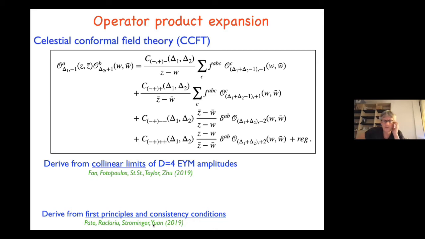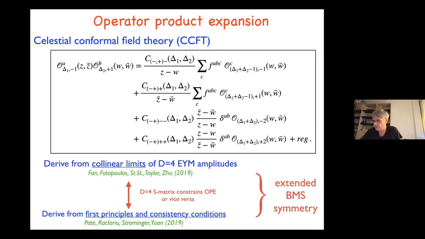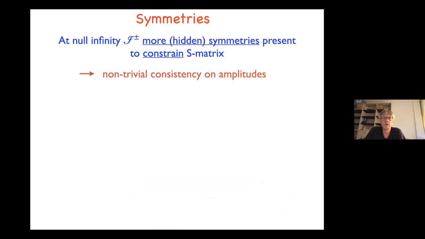And of course, they are exactly the same, which is quite interesting. It is an important non-trivial consistency check: we used four-dimensional S-matrix concepts and S-matrix results to constrain or derive these OPEs, and they derived them from first principles on the celestial sphere. What I want to sketch now is that these OPEs, or these results, are very important to represent the BMS symmetry on the celestial sphere. So let me repeat what I told you.